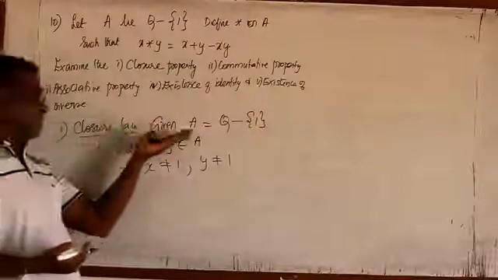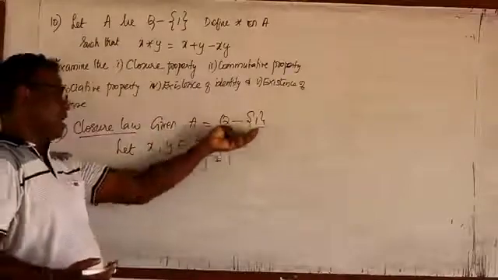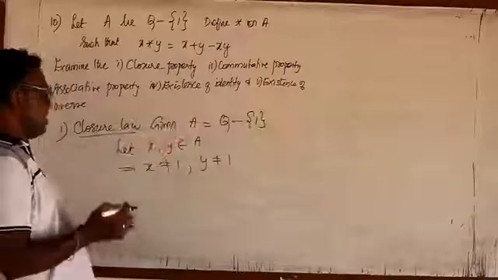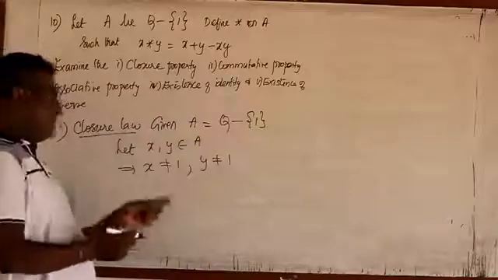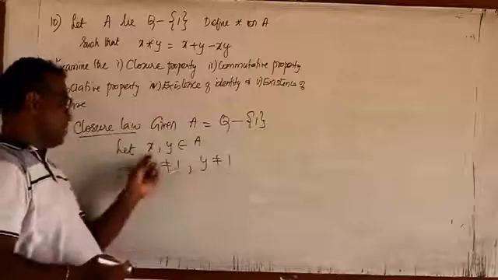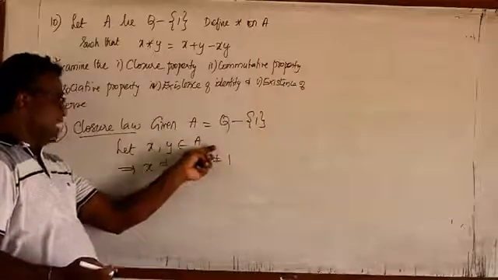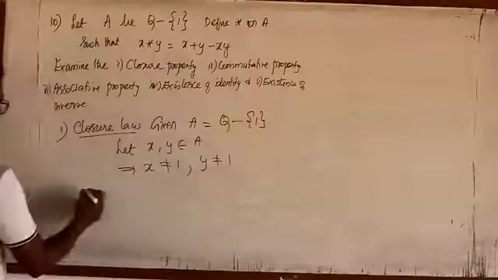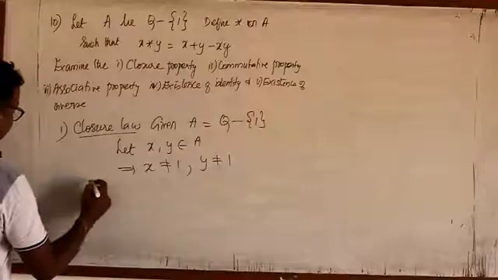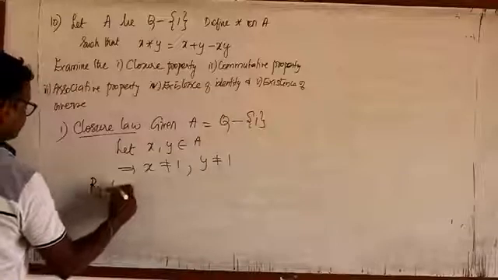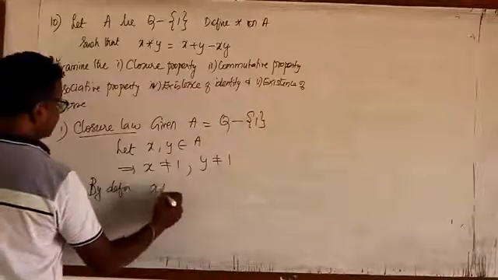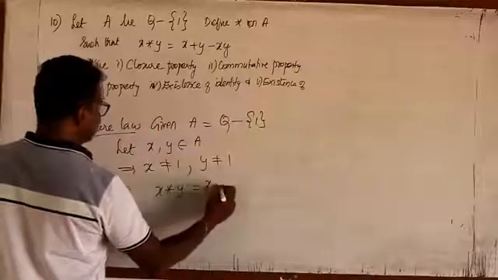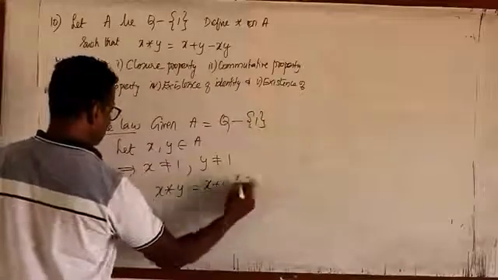Understanding? I am considering all the rational numbers except 1 and I am giving that set as A. So if I take any elements in A, then definitely it won't be 1. So if I take x and y belonging to A, then x is not equal to 1, y is not equal to 1. By definition, what is given? x star y is equal to x plus y minus xy.